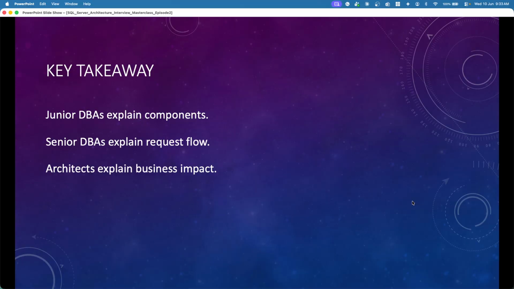If you understand this architecture, junior DBAs explain the components because they have less experience. But what I can say is, don't give the textbook answers. First understand the SQL architecture and the internal components, and how the request goes from end to end. Senior DBAs explain the request flow. Architects explain the business impact. So I hope you understand how to answer a question like explain the SQL Server architecture.